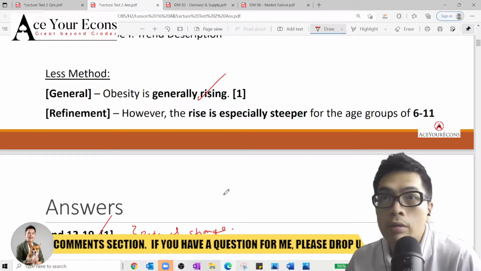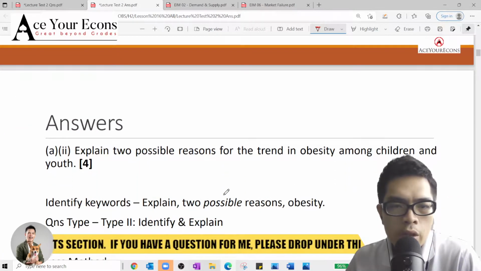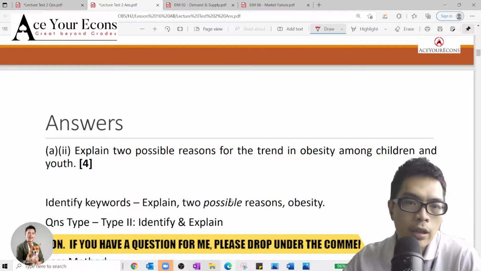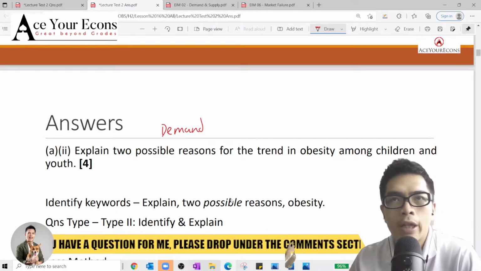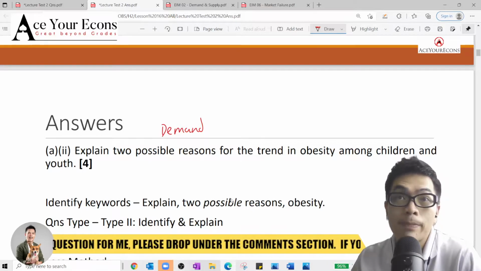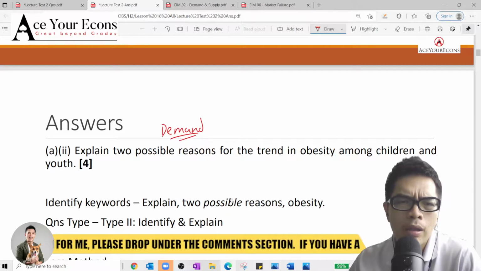Okay, so with that, I'm going to move on to A part 2. A part 2 is actually testing us on the concept of obesity, and in this case it is demand. Why? Because it's likely related to overconsumption of food. That's why it leads to obesity, especially junk food. So all the more it has to be demand.